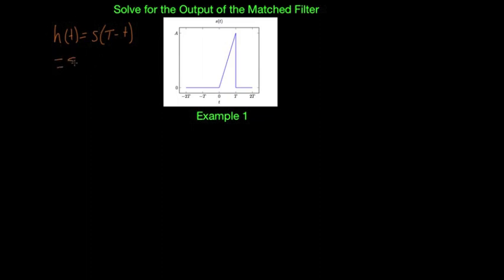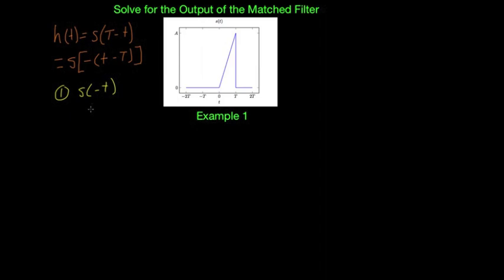But since we see that h of t is equal to s of capital T minus little t, we can also rewrite that as s of, and I'm just going to open up a bracket, negative. If we factor out the negative, it would be t minus capital T. And the first step in finding h of t would be finding s of negative t.